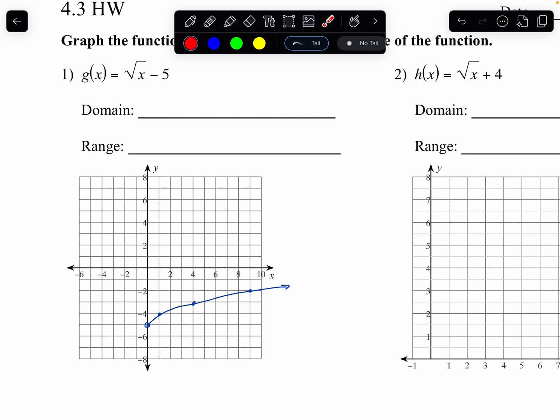And we're also identifying the domain and range. As I look at the x values, they go as low as 0 on the x-axis, and they keep going. So for the domain, x is greater than or equal to 0. For the range, the y values, we go as low as -5, and then we just keep going up and up. It's going to grow at a slow rate, but the y values are always going to increase. So we're going to say that y is greater than or equal to -5.